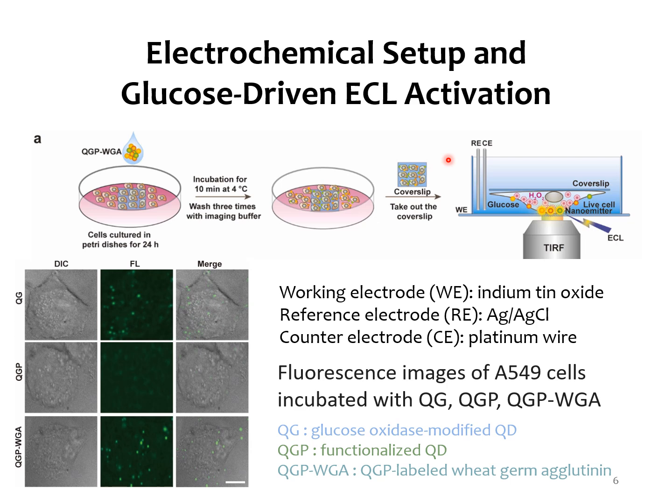Fluorescence image for A549 cells incubated with unmodified QG showed strong non-specific absorption on the cell membrane. After modification, the non-specific absorption of QGP on the membrane was significantly reduced. QGP-WGA produced stronger ECL signal on the cell membrane.